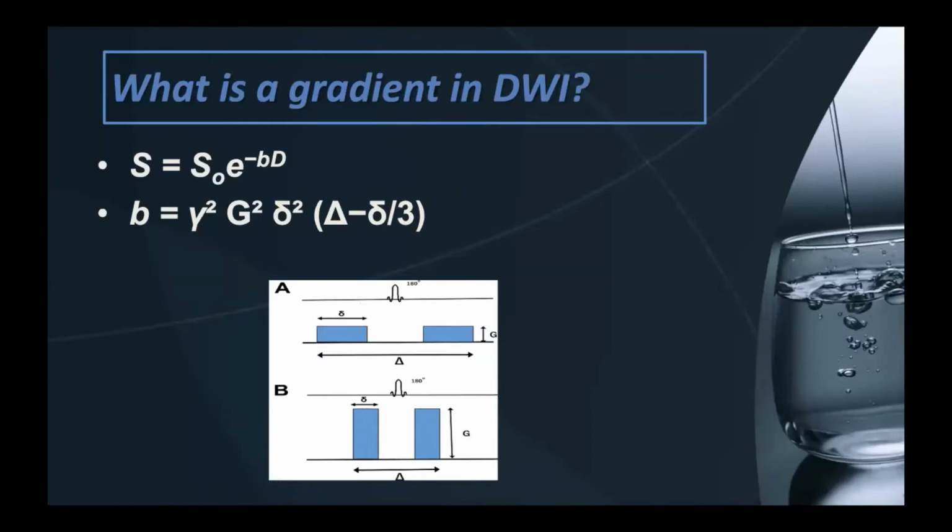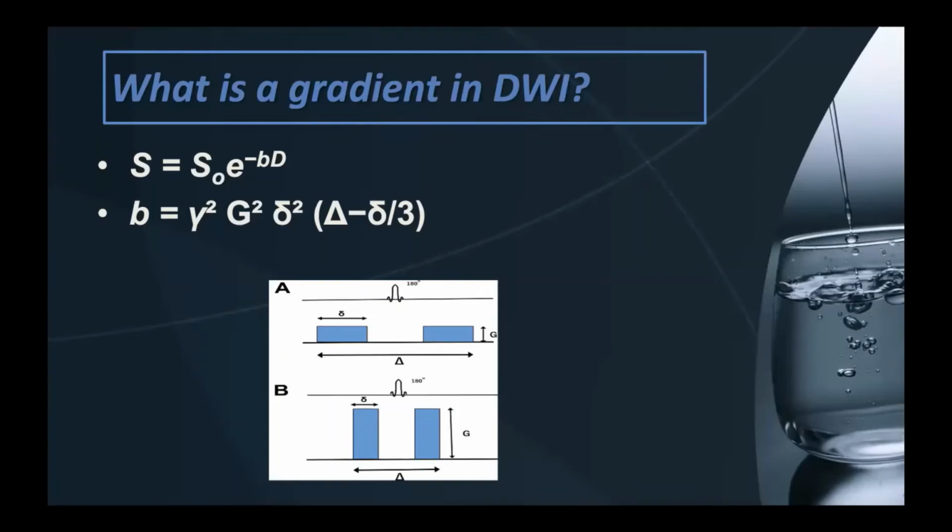Second question, what is a gradient in DWI? As said before, the gradient is a magnetic field in which the Larmor frequency or precession is different at different locations. Now, in order to achieve this stronger gradient that I was talking about here, we need to increase the B value. How can we increase the B value?